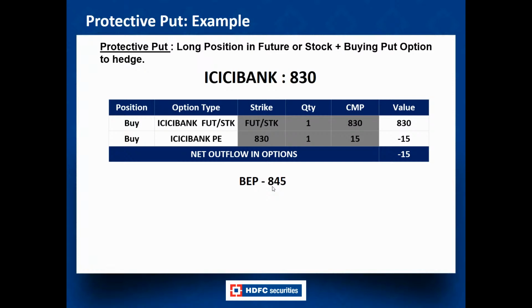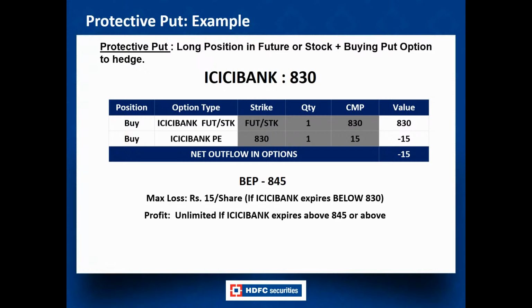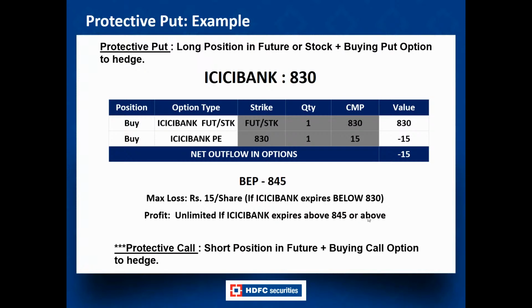Above 845 level, you will start making profit, which is unlimited, however much ICICI Bank goes above 845 level. So the maximum loss for this strategy is 15 rupees per share, not more than that. If ICICI Bank expires below 830 rupees, you won't lose more than 15 rupees per share, however much it goes below 830 rupees, because you have the 830 put option with you, which will safeguard your future positions which you have. And hence 15 rupees is the cost which you have incurred for buying the 830 put option. That is only your maximum loss if ICICI Bank expires however much below 830 levels. The profit is unlimited if ICICI Bank expires above 845 or above.